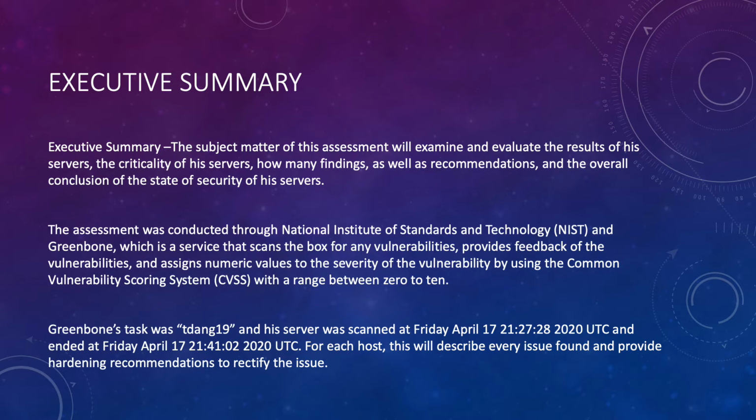The assessment was conducted through NIST, or the National Institute of Standards and Technology, and Greenbone, which is a service that scans the box for any vulnerabilities, provides feedback of the vulnerabilities, and assigns numeric values to the severity of the vulnerability by using the Common Vulnerabilities Scoring System, or CVSS for short, with a range between 0 to 10.